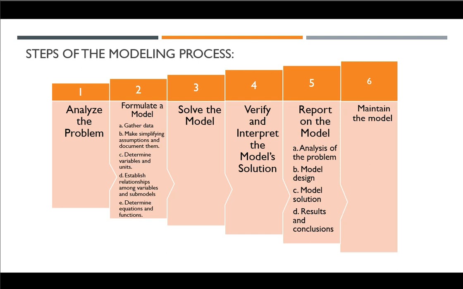So if the model is very complex to solve, again, this is a cyclic process. You can go back to step 2 to make additional simplifying assumptions, or you can even go back to step 1 to reformulate the problem. Okay, number 4 is to verify and interpret the model solution.